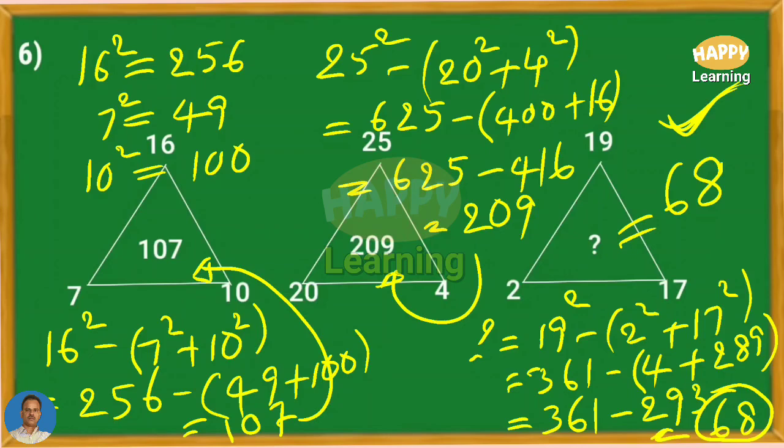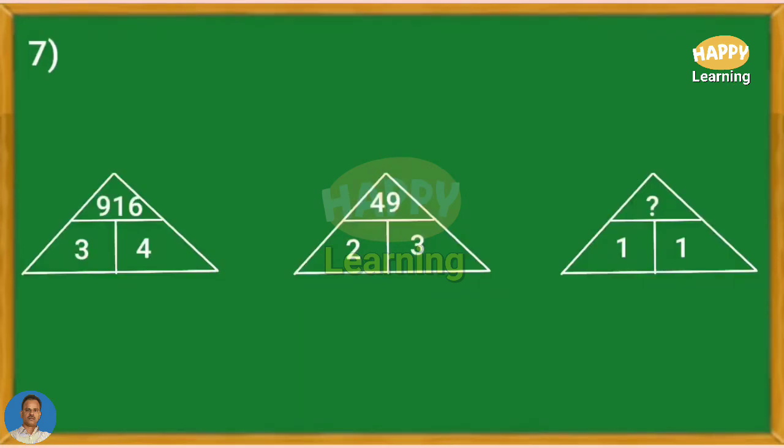Okay, right. Next problem, the 7th problem. Here it looks different. Inside the triangle there are 3 rooms, and in these 3 rooms 3 numbers are given and they are related to one another by some logic. So based on that logic, which is satisfying the first diagram and also the second diagram, we need to find the value of this question mark in the third diagram.